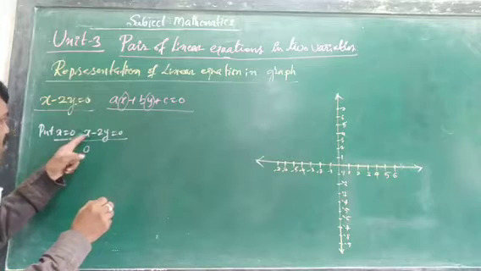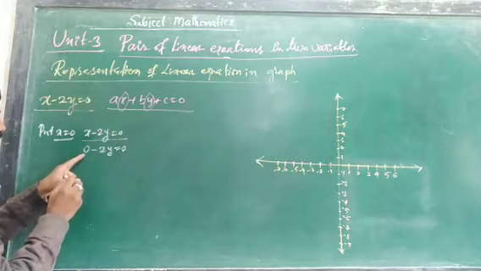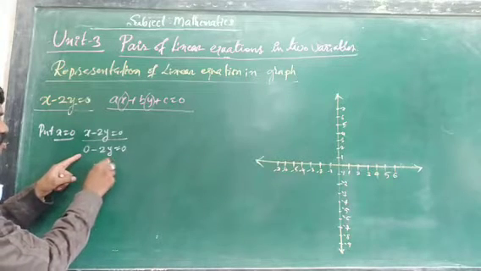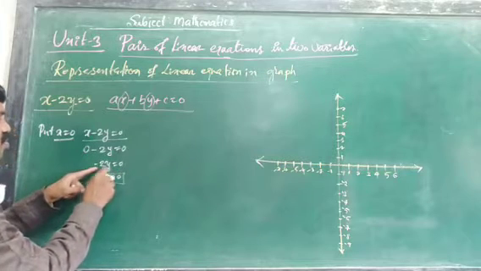In this equation, we are putting the value of x equal to 0. x minus 2y is equal to 0, so minus 2y is equal to 0. Therefore, y is equal to 0.